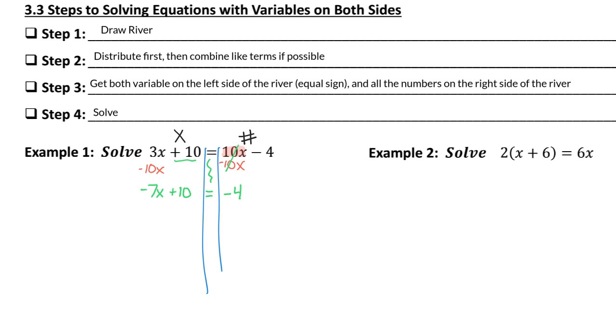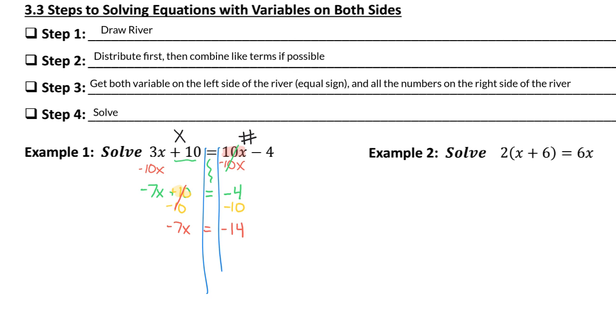So I'm still not done because now I want to get this 10, this number, on the other side. So this is the plus 10, so I'm going to subtract 10 on both sides. Because remember, I want just my x's on one side and just my numbers on the other. So now these 10s are going to cancel. I bring my negative 7x down. Negative 4 minus 10 is negative 14.